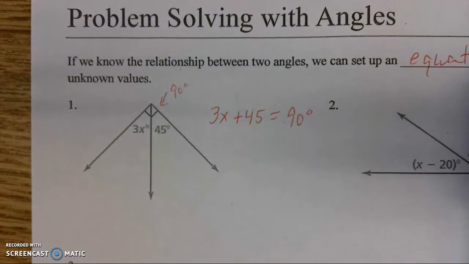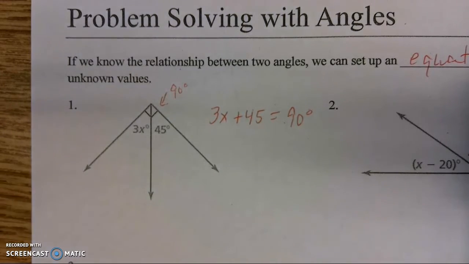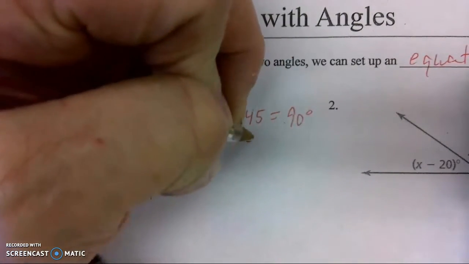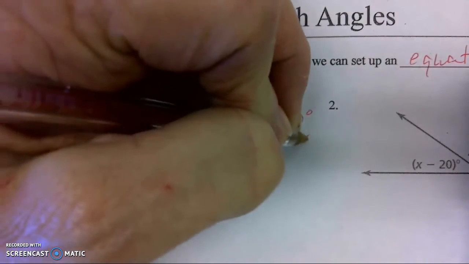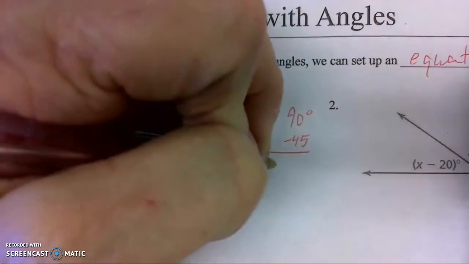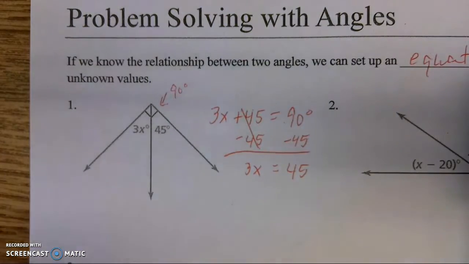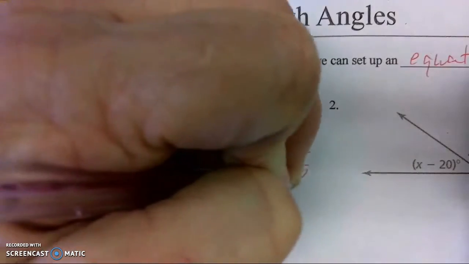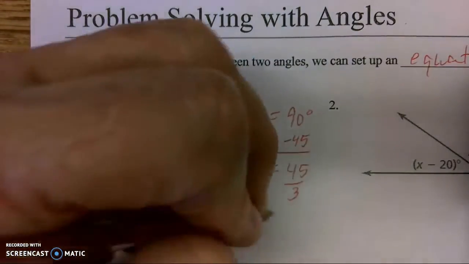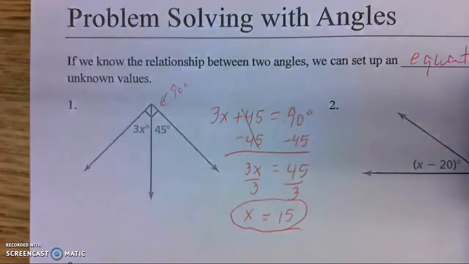Now, I have an equation set up, and to find that missing angle, I'm going to solve the equation. I'm going to subtract 45 from both sides. It's going to leave me with 3x on the left side, 45 on the right side. Now, I have left 3 times x is 45. Divide both sides by 3. x equals 15. Now, 15 is not the measure of the angle.